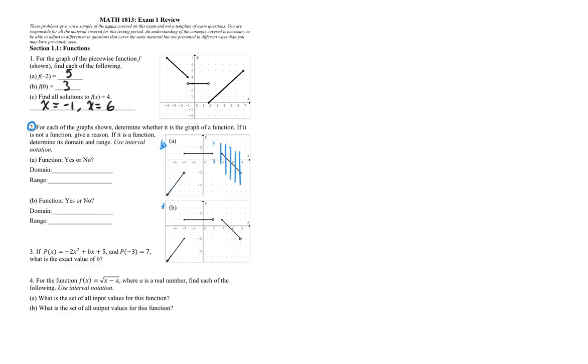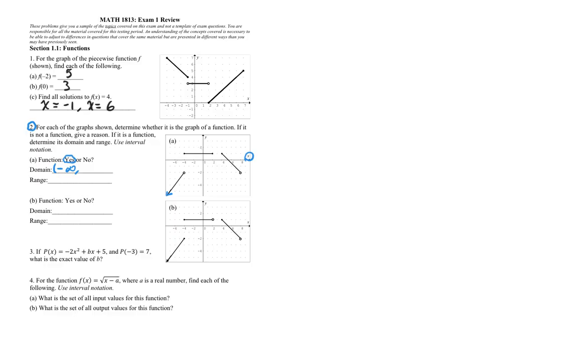So looking at this, the only place where we might fail the vertical line test is right here. But since this dot is closed and this one is open, we are okay. So that means A is a function, yes. Now we need to determine the domain. Okay, well, this arrow means that we go on for forever, and the domain is asking us about our x values. So we'll start at -infinity, and then we go all the way to 2.